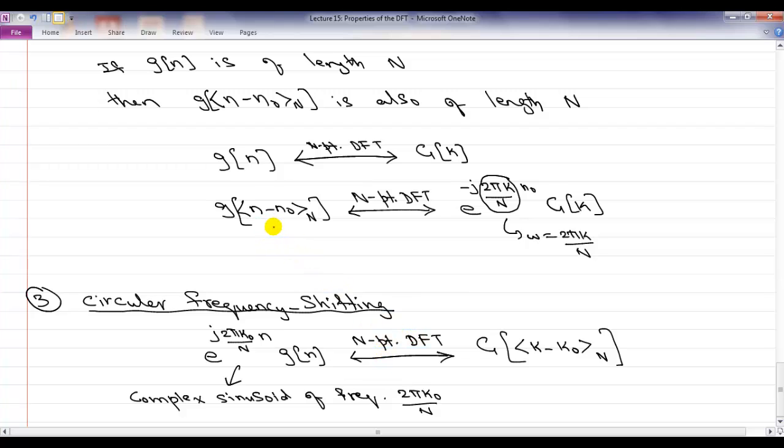When you circularly shifted your time, you got a phase shift. You got multiplication by e to the minus j 2 pi k over N times n naught. When you multiply your time sequence with e to the j 2 pi k naught over N times n, you get a circular shifting of your DFT sequence. Okay.